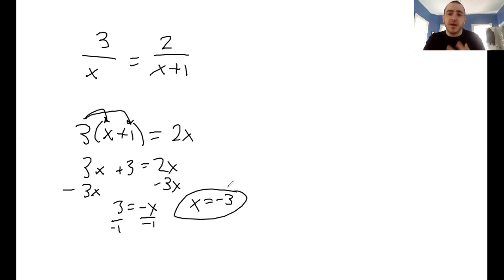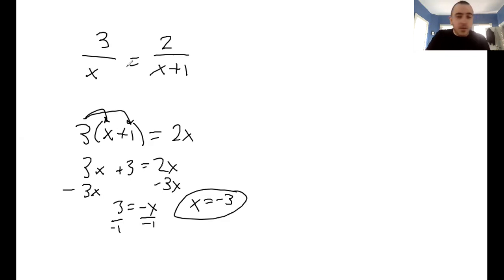Sometimes this process will create extraneous answers, which happens. So I'm looking here at x equals negative 3, and that's a good answer because if I plug in negative 3 for x, then I'm not going to divide by 0, which is what we want to avoid. So we're in good shape.